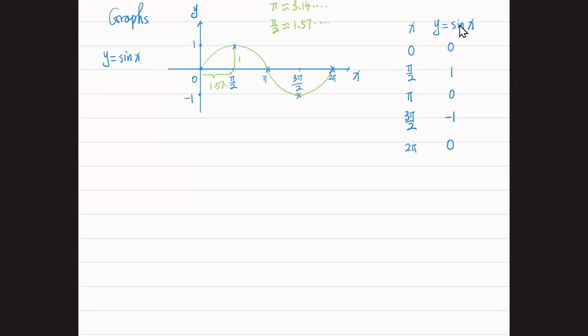Next, we want to do cosine. Do the same thing. Oh, remove this. Easy graphing.